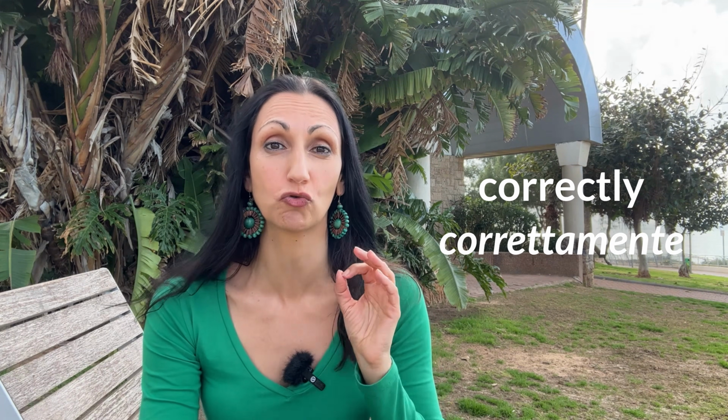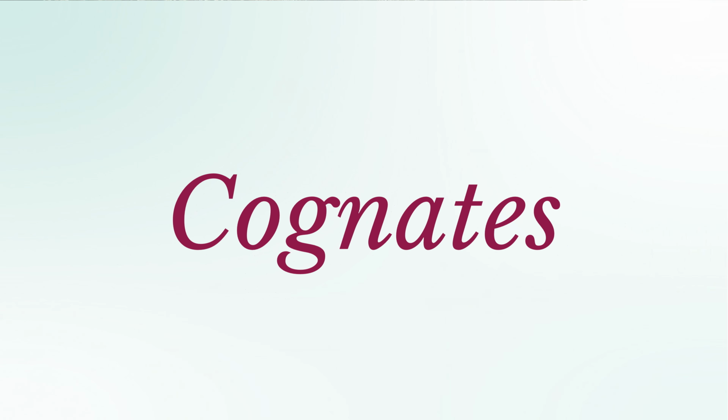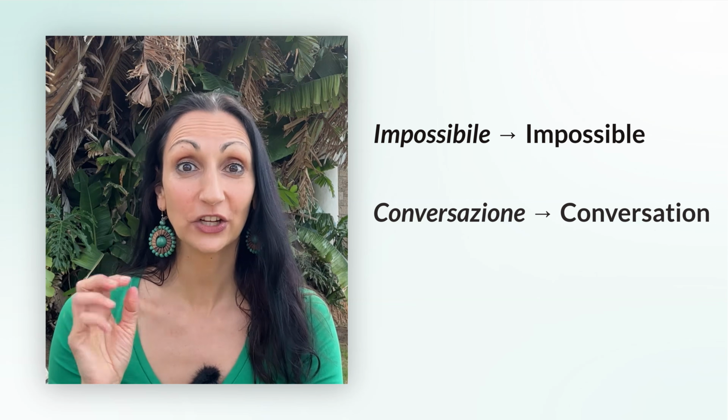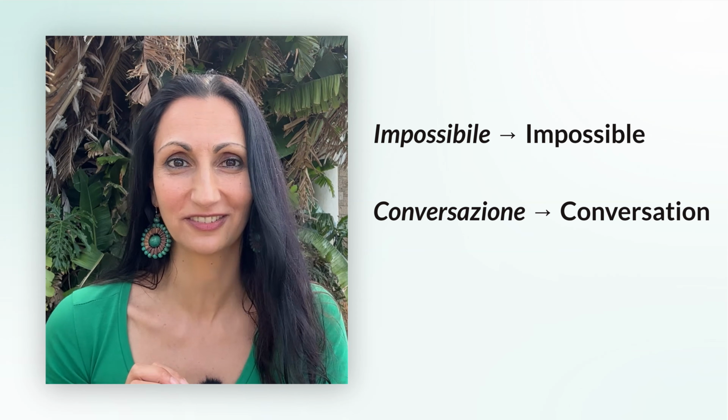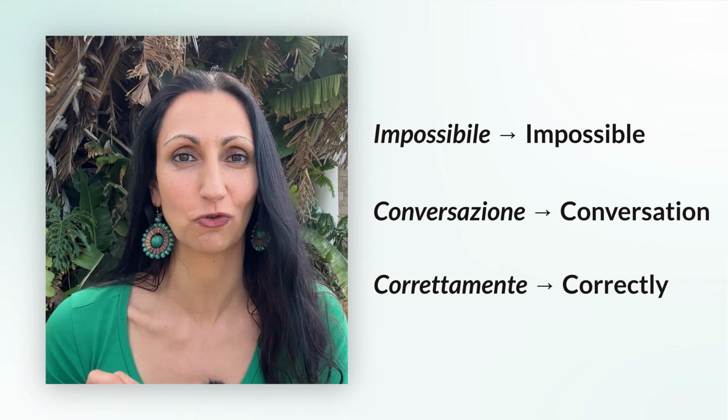Now, what truly baffles me is that in over 3 decades of first learning and then teaching Italian, I've never seen anyone explain this, let alone teach people how to use this shortcut correctly, correttamente. The secret vocabulary key is cognates. And I just slipped in a few. Impossibile, impossible. Conversazione, conversation. Correttamente, correctly.